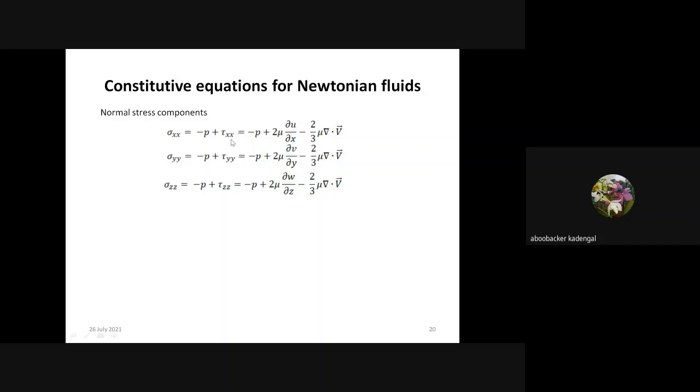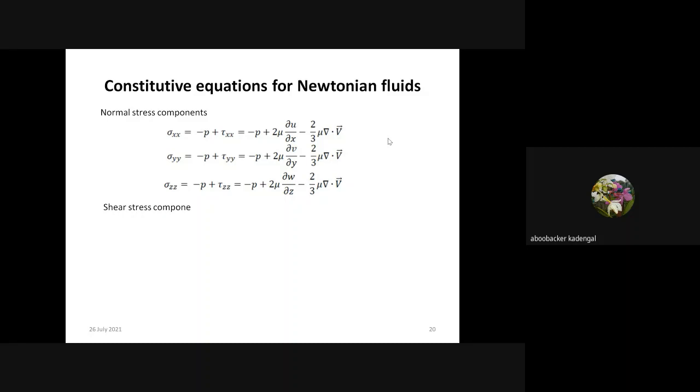These two together, and this is expressed as 2 mu dou u by dou x minus 2 by 3 into mu del dot V. This is from the Stokes hypothesis. From the Stokes hypothesis, these terms are obtained, and these are the stress-strain relationships. And this term will not be there for incompressible flow, because we said that for incompressible flow, del dot V is equal to zero. So these terms will disappear if the flow is incompressible.